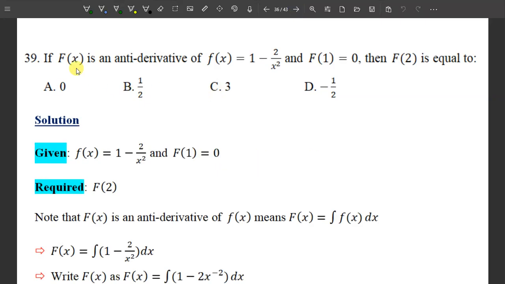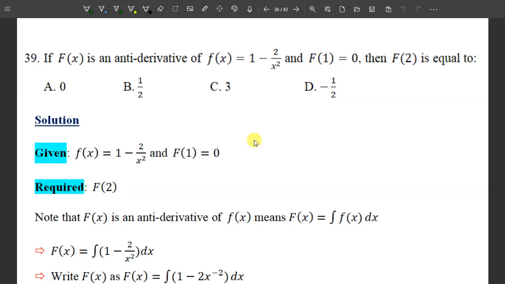Question number 39, it says, if capital F of x is an antiderivative of small f of x, which is equal to 1 minus 2 over x squared, and capital F of 1 is equal to 0, then what is capital F of 2? That is what the question asks us. What is capital F of 2?